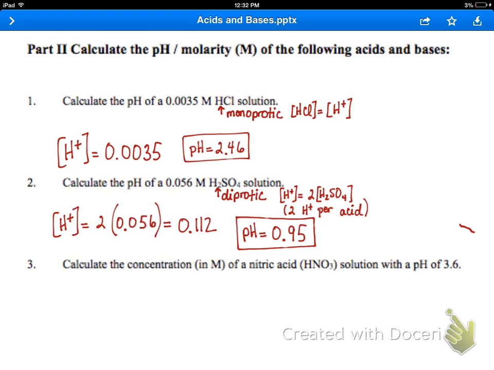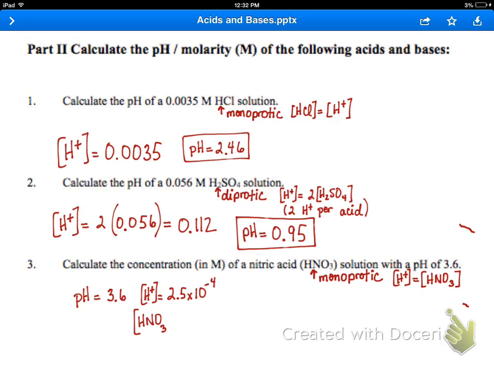For the next one, we are given the pH of 3.6, and we're told what the acid is, and we're going to work backwards and figure out the H+. And again, because it is monoprotic, there's one H+ for every acid. It's a 1-to-1 ratio, so it is fairly simple. Monoprotic acid, the concentrations are equal. So we're going to work backwards. We have the pH, we're going to figure out the H+, and then the concentration of acid, which is what we want, is going to be equal to that number.